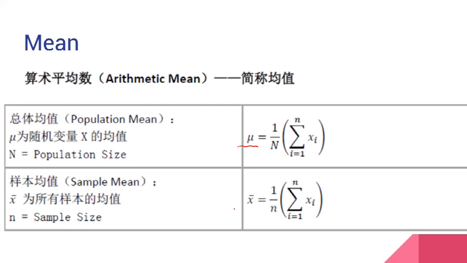For sample mean, the difference is that here we use x bar to denote the sample mean. Sample mean equals 1 over lowercase n, where lowercase n means sample size, multiplied by the sum of all observations. So the forms of these two formulas are very similar. Actually, they're the same, right? The only difference is we use different letters to denote population size or sample size. So please write them down in your notebook. And next, we're going to see an example using this formula. Okay, I'll give you 2 minutes.